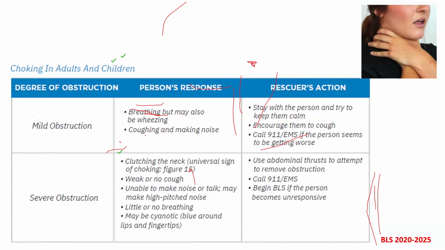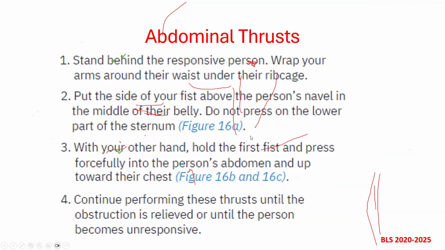Call 911. If the patient becomes unresponsive, begin BLS. If the patient is responsive, give abdominal thrusts. This is for adults and bigger children. So how to do abdominal thrusts? Stay behind the responsive person.